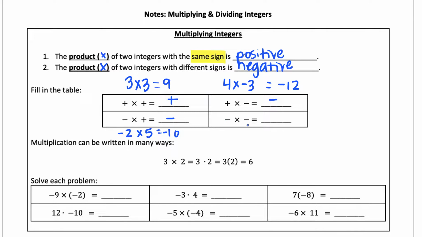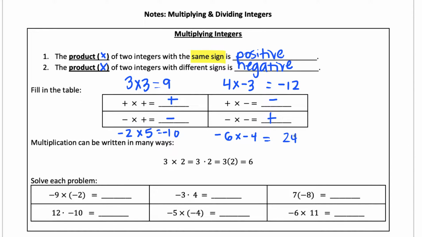Finally, a negative times a negative would make a positive because when the signs are the same, we get a positive. So that would be something like negative 6 times negative 4. 6 times 4 is 24, and a negative times a negative, their signs are the same.